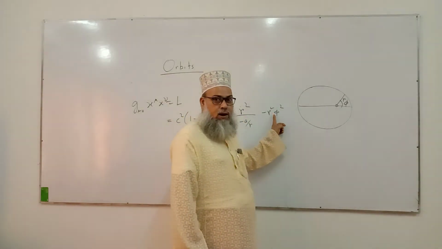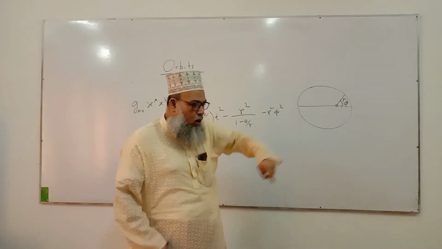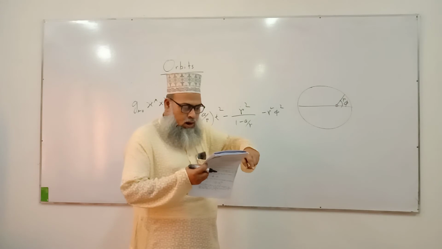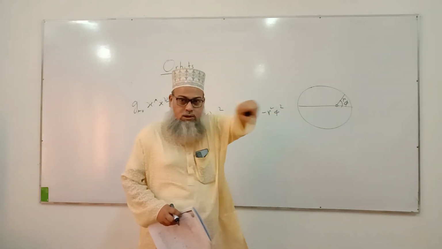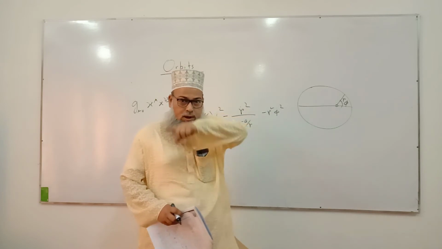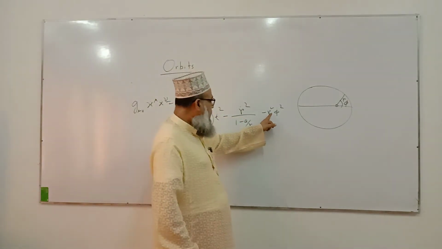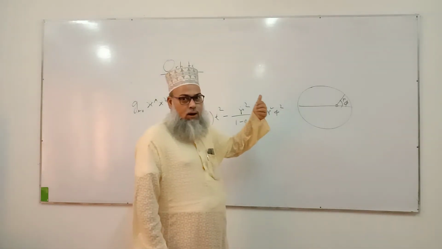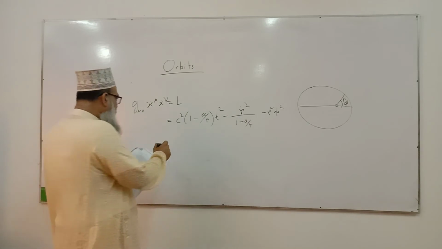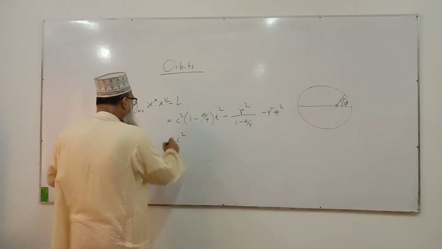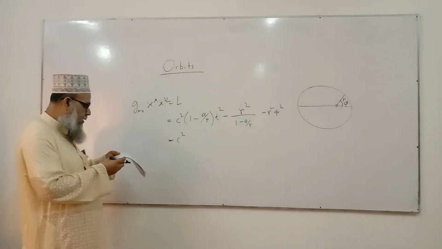Consider the orbit on the equator of the sun's field. So sin square theta is what? 1. So you will have r square phi dot square. So this will be surely equal to c square. This is always obvious, this is c square.